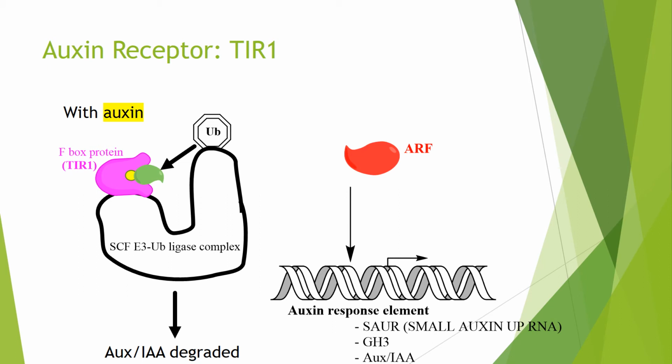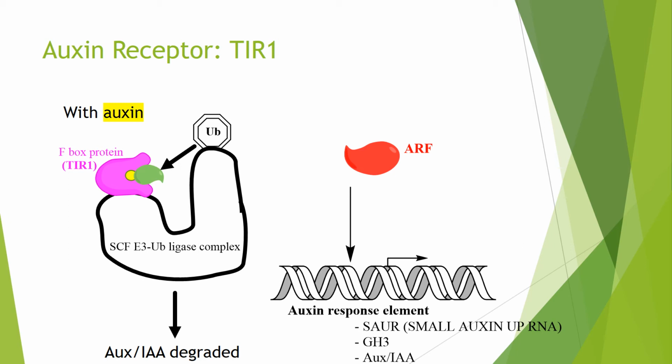Some of them that are upregulated include the SAUR proteins. These are small auxin up RNAs, that's the acronym, and these are highly unstable proteins, some of which have been seen to be involved in cell elongation. There's also GH3 proteins, which are involved in conjugation of auxins to amino acids, like we discussed previously, and the AUX/IAA proteins, which are inhibitory, these green proteins shown here.